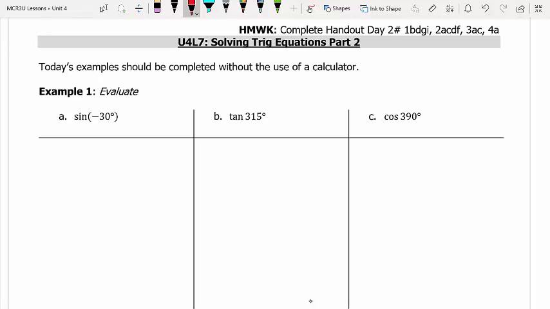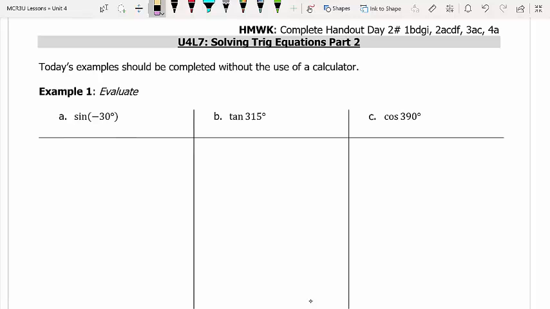Unit 4, Lesson 7, Solving Trig Equations Part 2. So in the last lesson, we learned how to solve for theta when given the trig ratio, right? We were given things like sine theta equals 1/2, find all values of theta. Now in today's lesson, we are given the angle and we are asked to find that ratio.